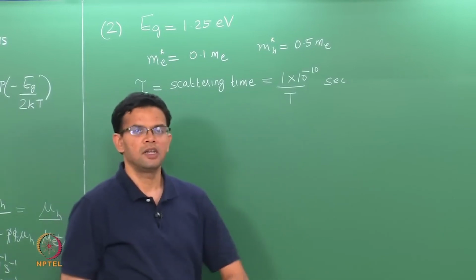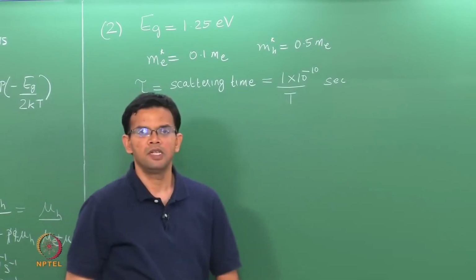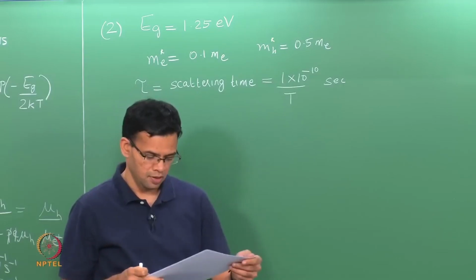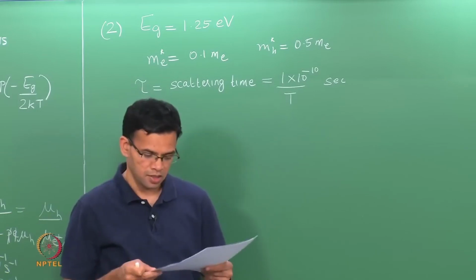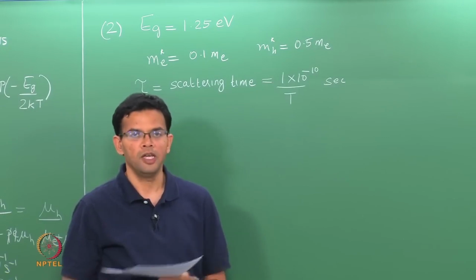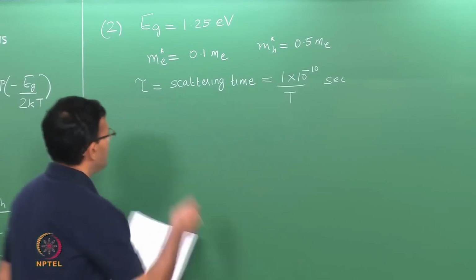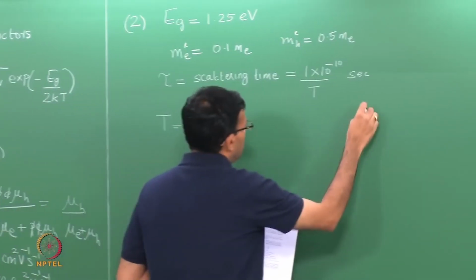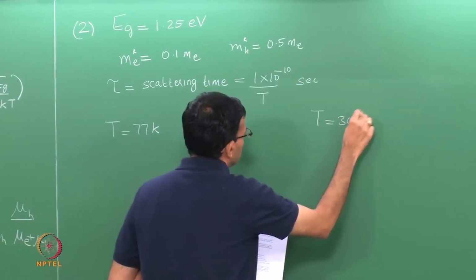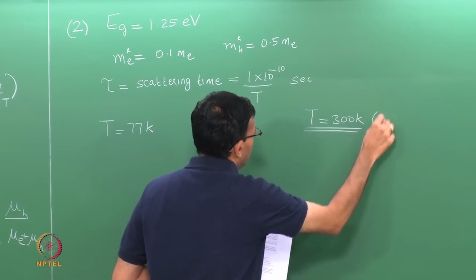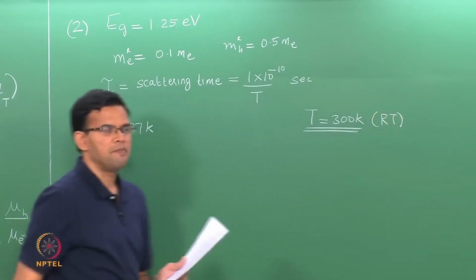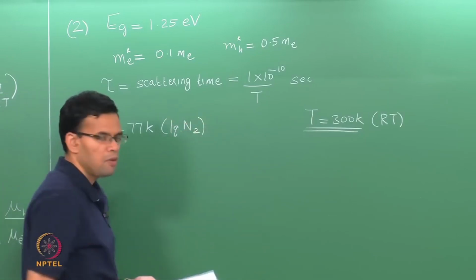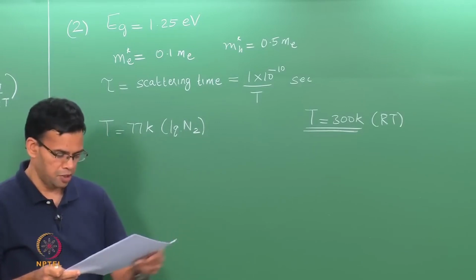So, the effective masses are given, the band gap is given, and the temperature dependence of the carrier scattering time is also given. This we will use to calculate the mobilities. So, we want to find the following at two temperatures, one is 77 Kelvin and the other is 300 Kelvin. 300 Kelvin is room temperature, 77 Kelvin is typically your liquid nitrogen boiling point, so that is a low temperature.